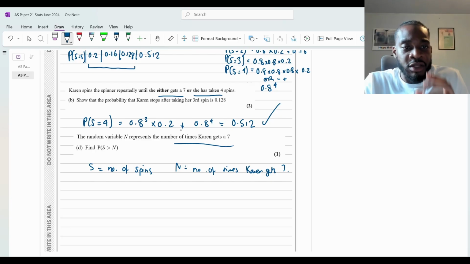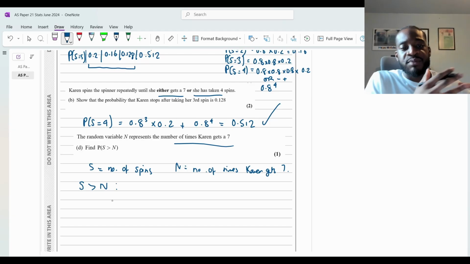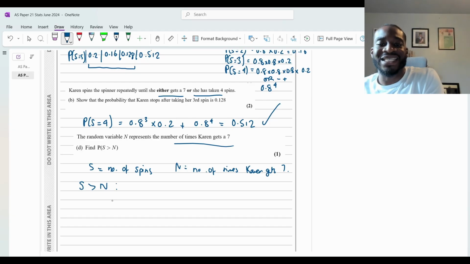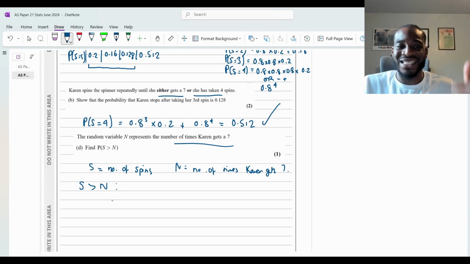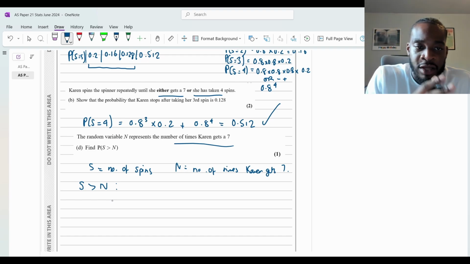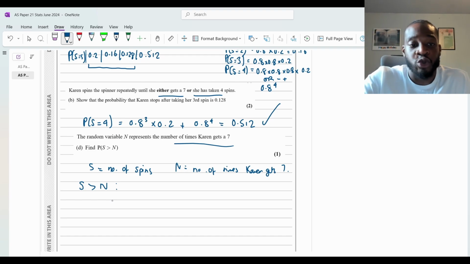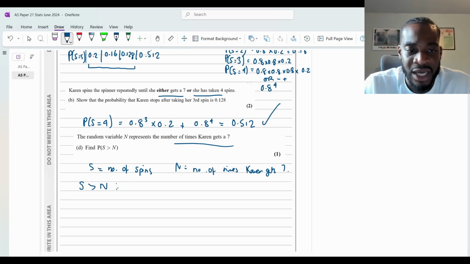So for the number of spins, let me write S is greater than N. For the number of spins to be more than the number of times she gets a 7, she must miss the 7 on the first go. That is the only way, because if she gets it on the first go, the number of spins, once, will be the same as the number of times she gets that 7, once. So for this scenario to be true, she must spin the spinner more than once because she misses the 7 on the first go. Let me write this in long English terms.